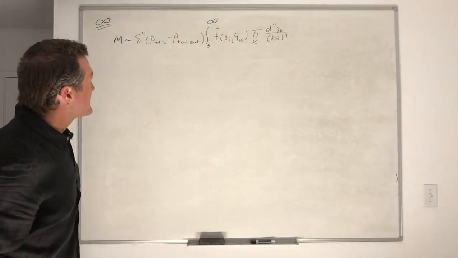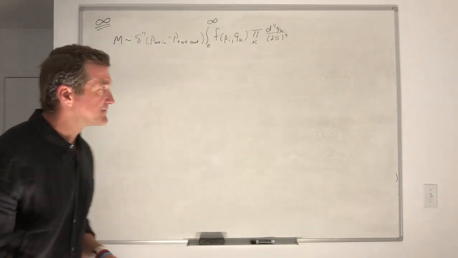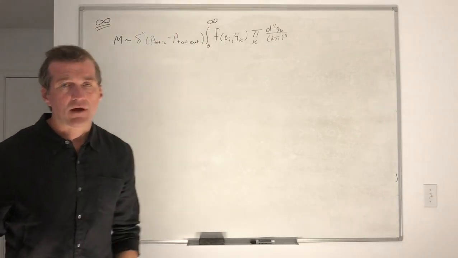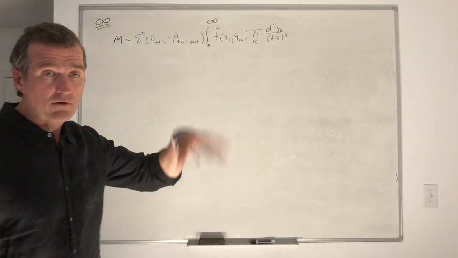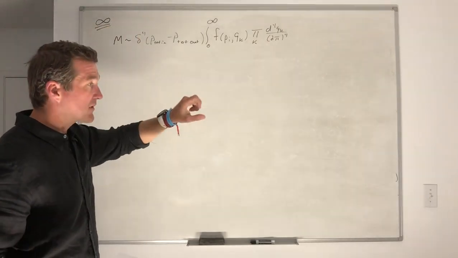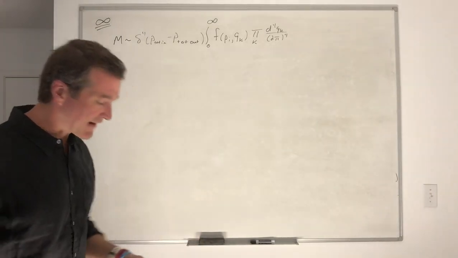Now last time I told you that one method of regularizing this is to replace the infinity up here with a cutoff. Just take the integral up to a certain value, and then you can carry around that cutoff throughout your calculation, and then you can relax it back to infinity.